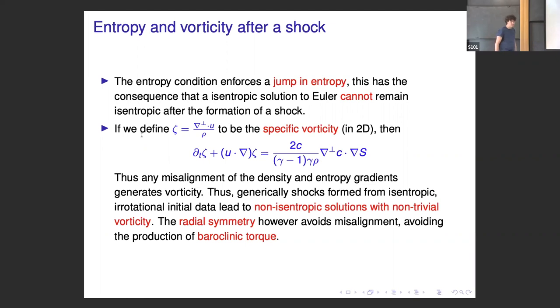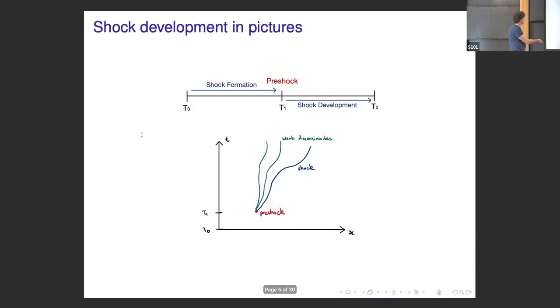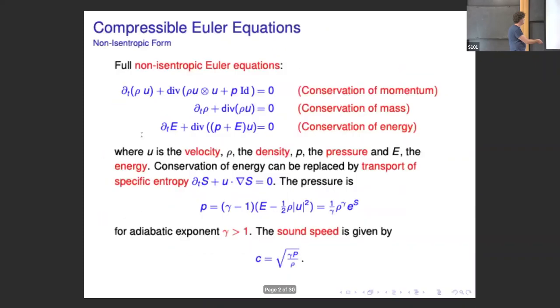Could you define that vorticity again? I can't remember. It's just the curl of u. This is in 2D. Okay, so curl u, and then the specific vorticity is the one that we care about, where you divide by rho. No, I want the... sorry, entropy. That's what I can't remember. So you can define entropy in terms of the pressure in this way, so you can solve for S.